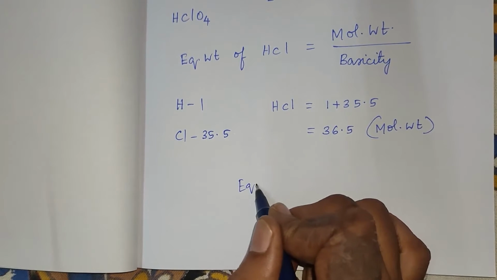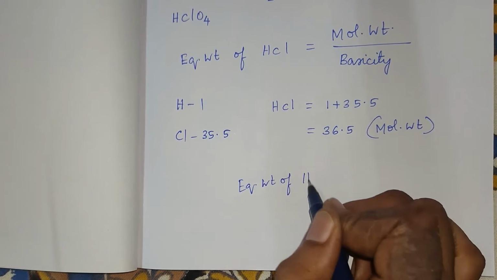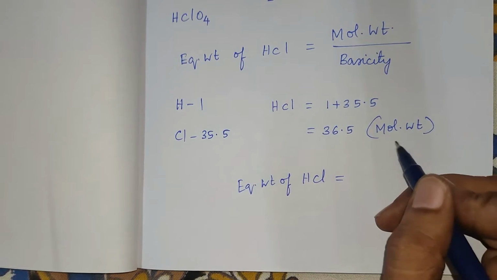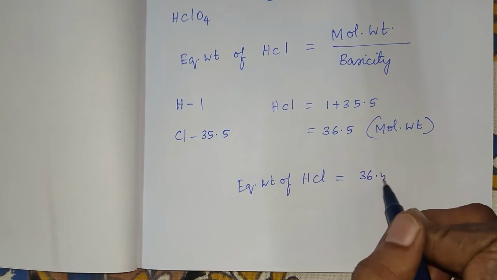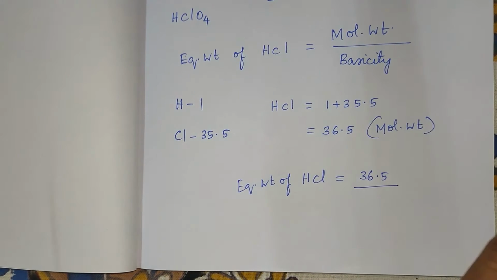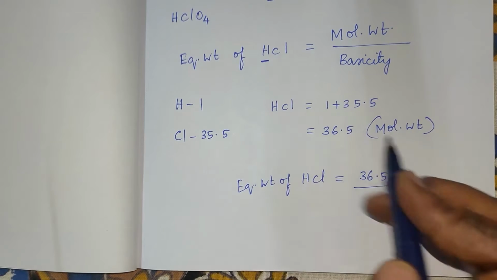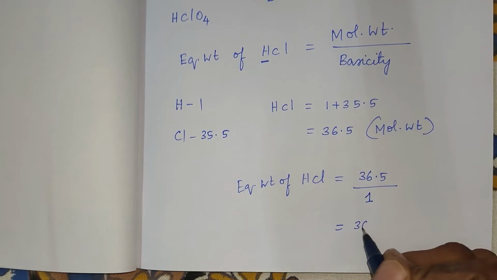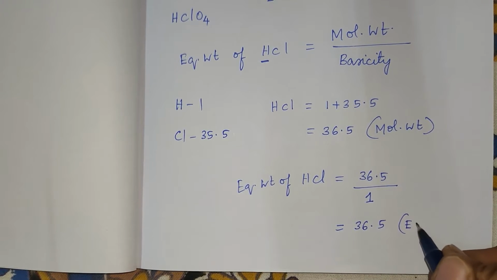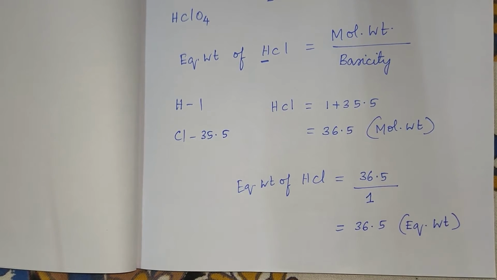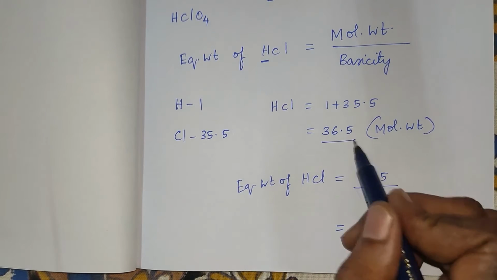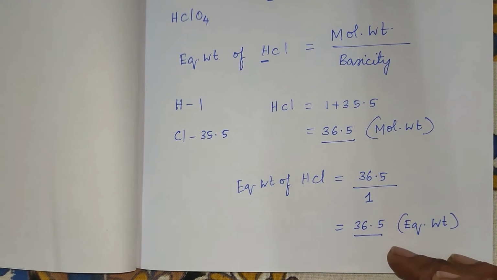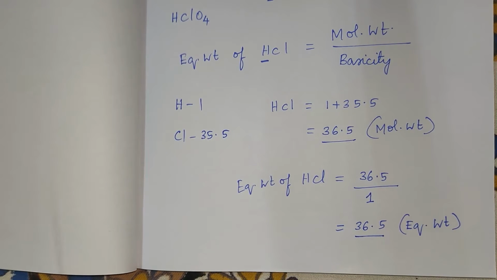Whereas the equivalent weight of HCl is going to be molecular weight by basicity. What is molecular weight here? 36.5 divided by basicity. What is basicity? Number of replaceable H plus ions. In case of HCl, you have only one hydrogen. The number of replaceable H plus ions is also going to be 1. So the basicity is also 1 here. So 36.5 is the equivalent weight of hydrochloric acid. So the molecular weight and equivalent weight are going to be the same in case of hydrochloric acid, right?